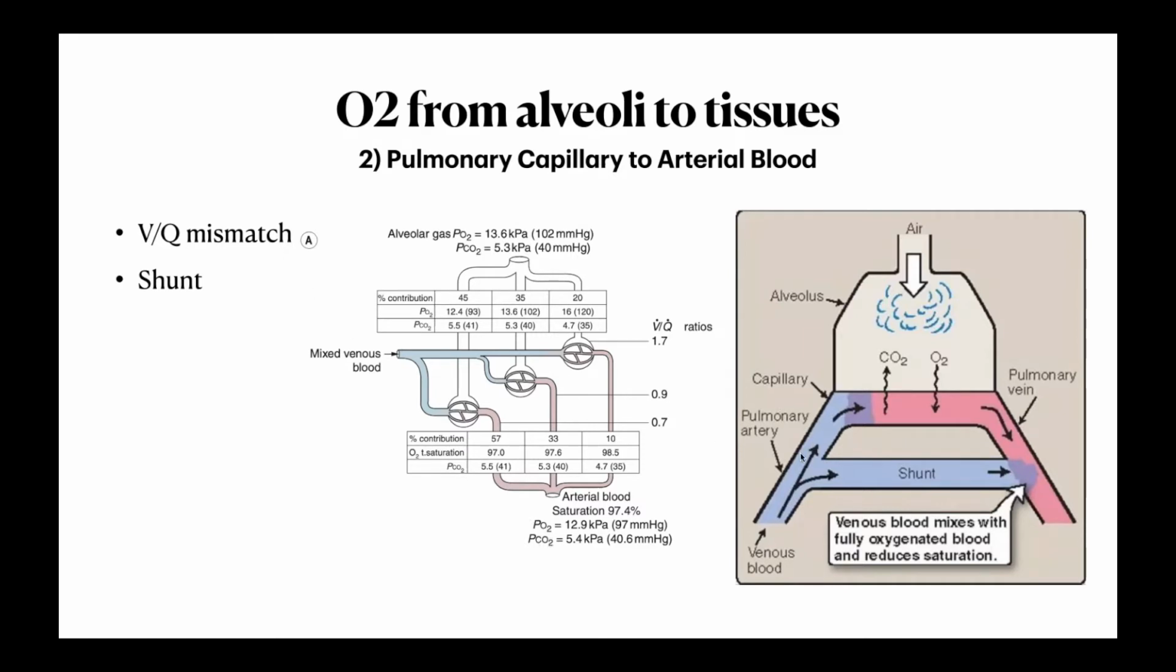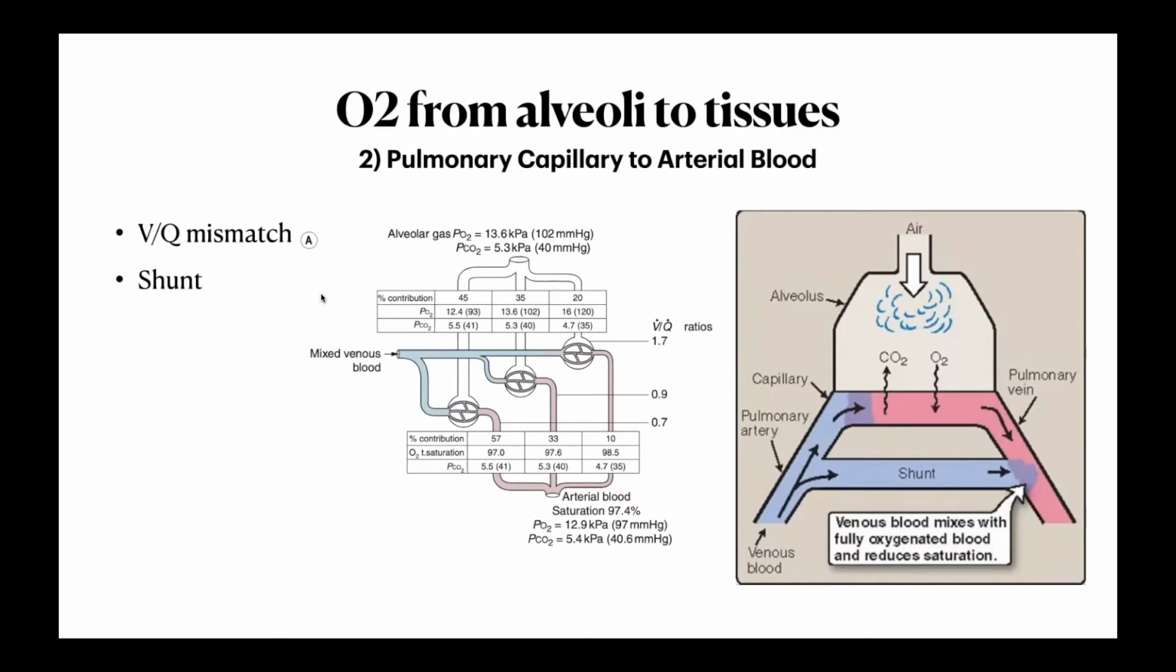And what dilutes it even more is shunt. So shunt is blood that passes from the right to left side of the heart without participating in gas exchange. And from this diagram here, you can see that the shunt here will mix with the pulmonary capillary blood, and so it will reduce your arterial oxygen in the end. And you'll see that these two components, VQ mismatch and shunt, will be included into the concept of venous admixture.